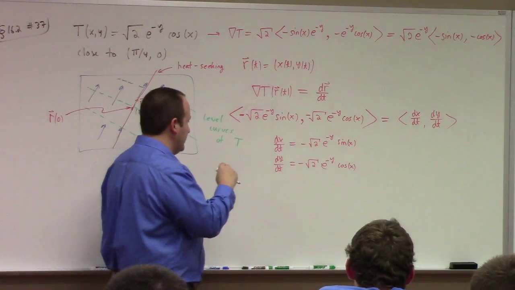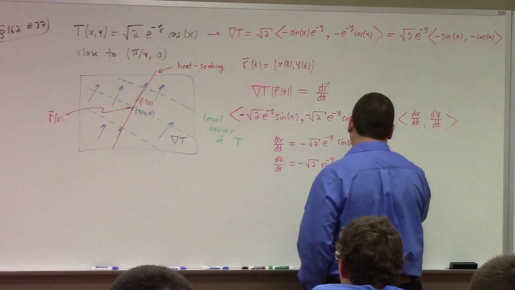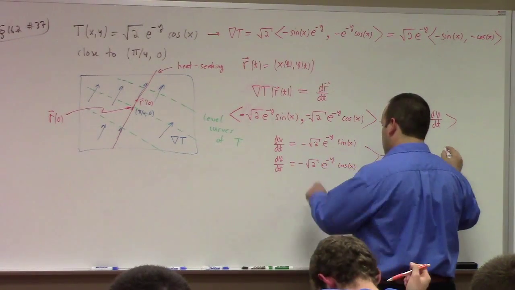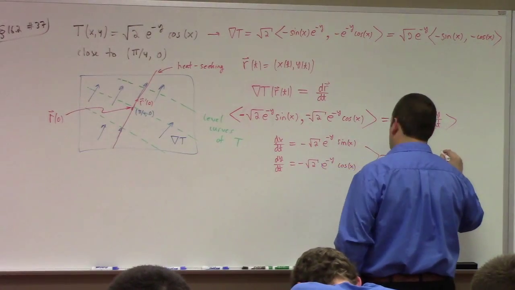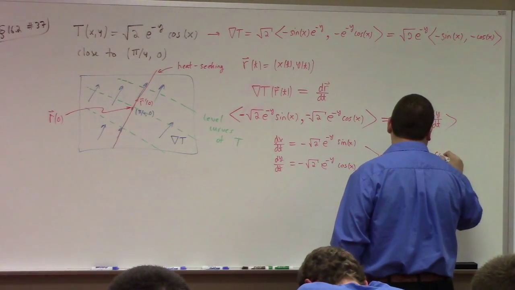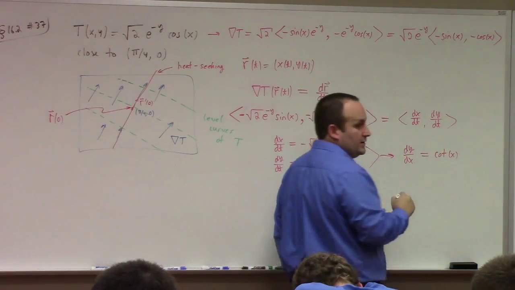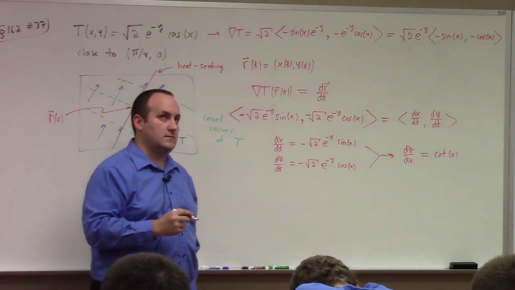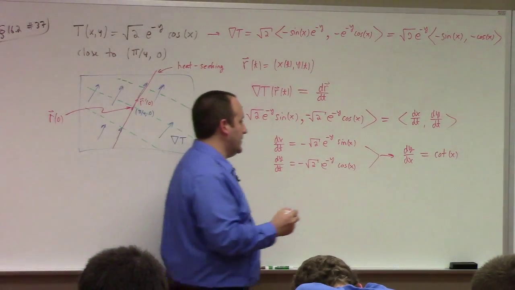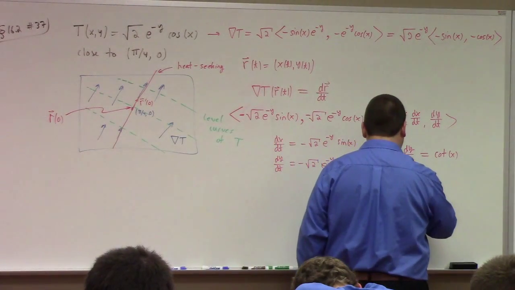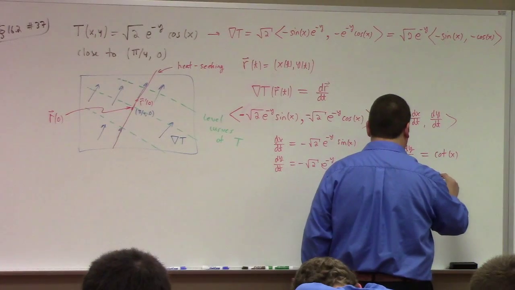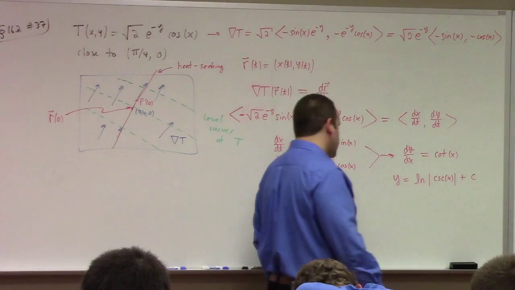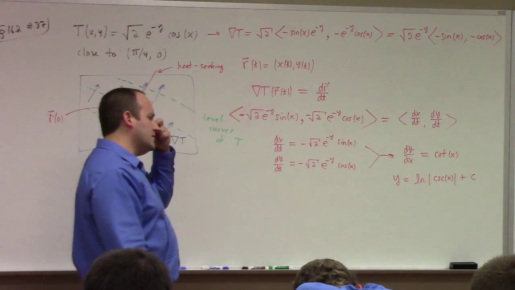Yeah, actually you can. What you do is you just divide the one by the other. This gives me dy/dx is equal to, those cancel, and you're left with cotangent x. And then the integral of cotangent is something like y equals natural log of the absolute value of cosecant of x plus a constant, something like that. I might need a minus there.